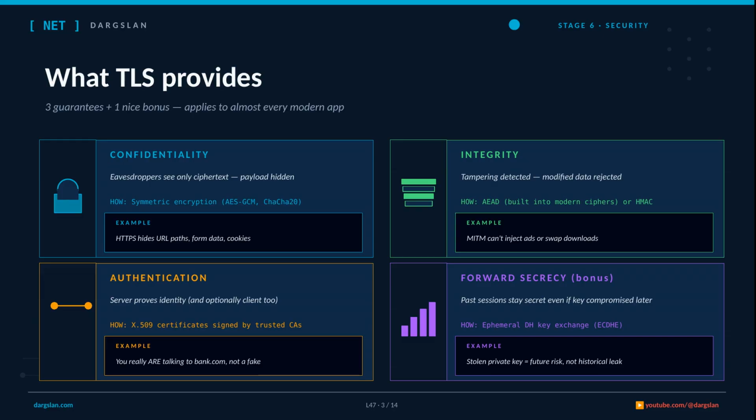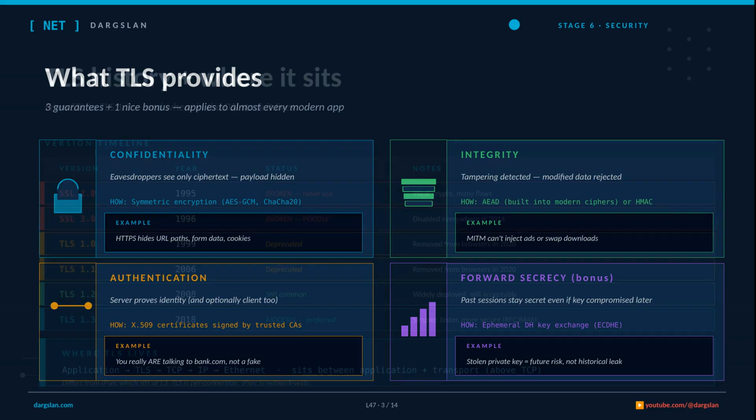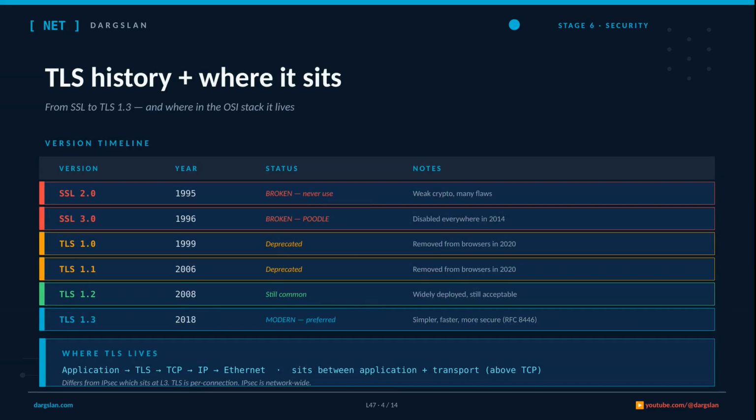Authentication, backed by X.509 certificates and trusted CAs, proves you're really talking to bank.com and not an imposter. And the bonus, forward secrecy, delivered by Ephemeral Key Exchange, means even if a private key leaks tomorrow, today's traffic stays safe. Before we dive into the handshake, a quick look at where TLS came from and where it lives.